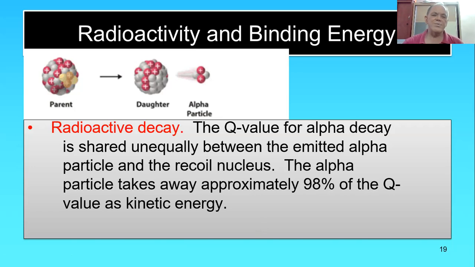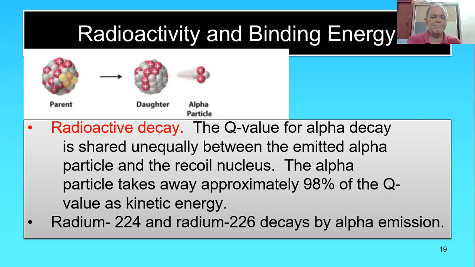Question 6, which we are not going to try. We'll give you roughly how to calculate, how to show that it's quite high, and the kinetic energy of the alpha particle. You have to consider conservation of momentum. Examples of this type of decay would be radium-224 and radium-226.